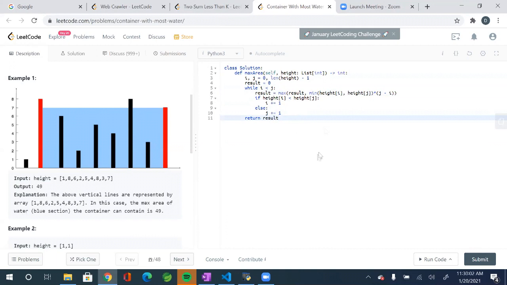Yeah, so I think this should work. Actually, this is minus one. Okay, let's try it.